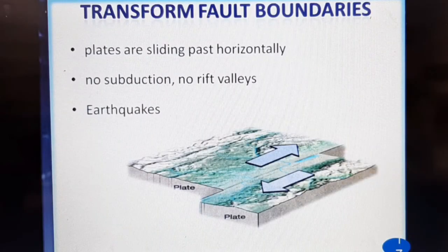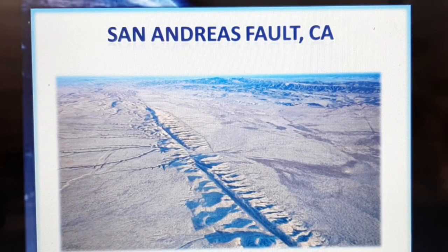Transform or fault boundaries. These are the boundaries in which the plates are sliding past horizontally, and there is no collision or rifting apart. No subduction zone is formed and no rift valleys, although earthquakes are experienced. San Andreas fault zone is a transform boundary.